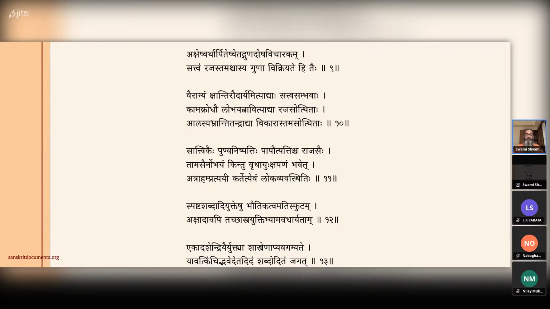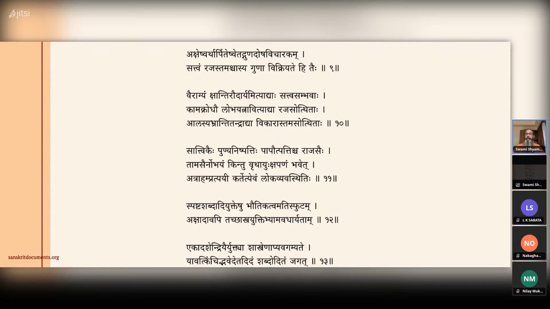And then tamas tu ajnanajam viddhi mohanam sarvadehinam. It's a very blinding force, ajnana. And how does it manifest? Pramada alasya nidrabhis tan nibadhnati bharata. Pramada, alasya, nidra. With these it binds us, it pulls us down.